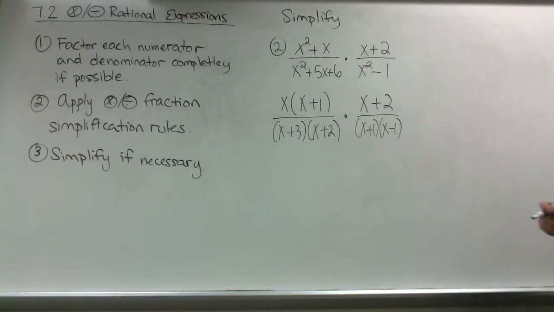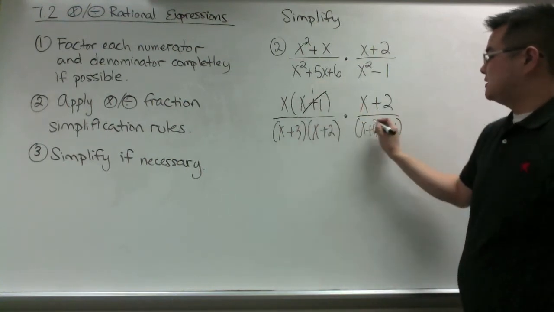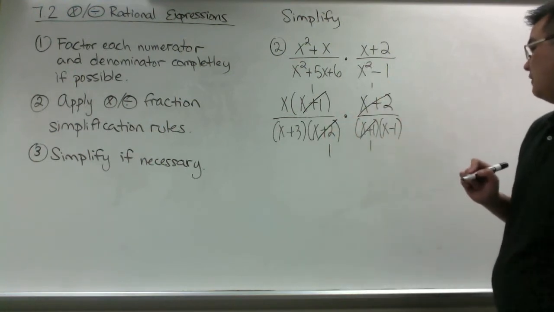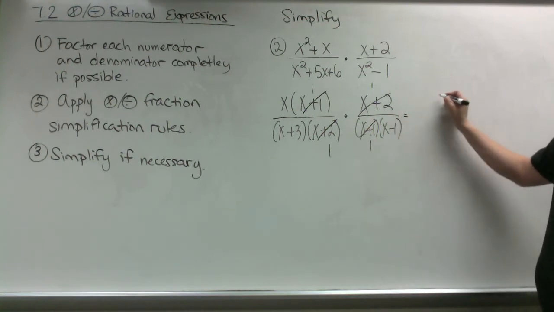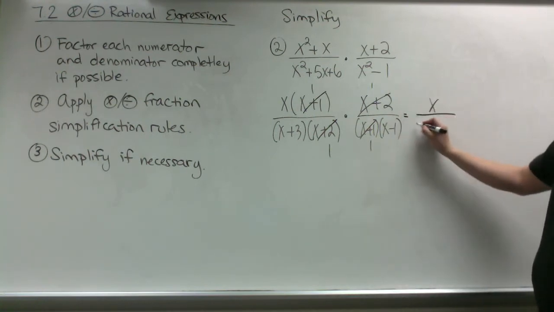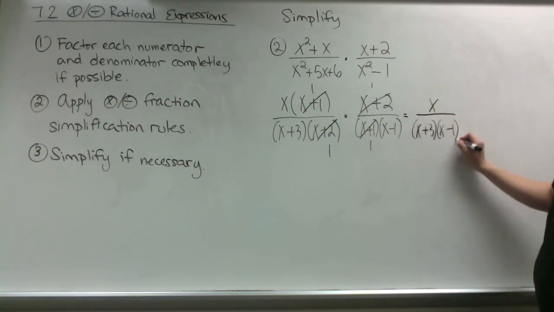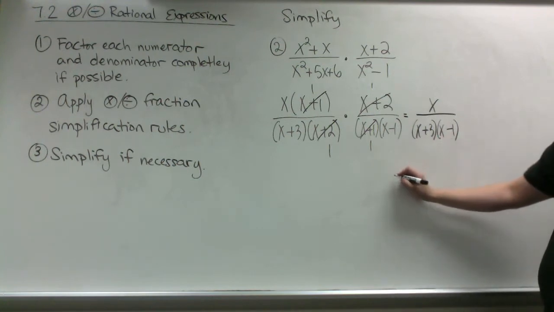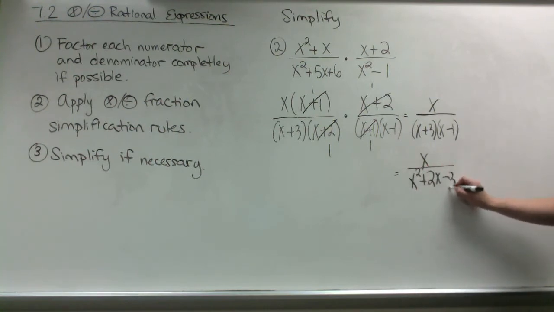Now that we have factored everything, we can see what we can simplify. I can simplify the x plus 1s, they divide out. The x plus 2s, they divide out. And then that seems to be it. So what we're going to do now is multiply across. I have x in the numerator, and then x plus 3 times x minus 1. Then we're going to simplify the denominator because I have to multiply these two. And what you'll get is x squared plus 2x minus 3.